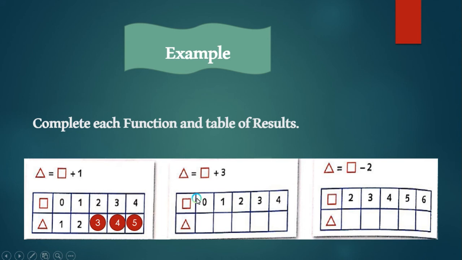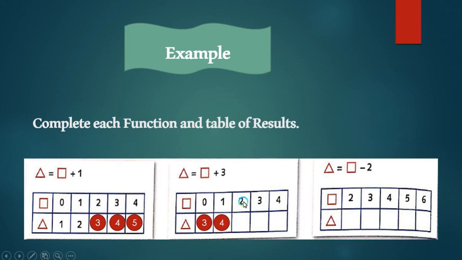Going to the second one, I will add 3 to each square. So 0 plus 3 equals 3. 1 plus 3 equals 4. 2 plus 3 equals 5. 3 plus 3 equals 6. And 4 plus 3 will be 7.